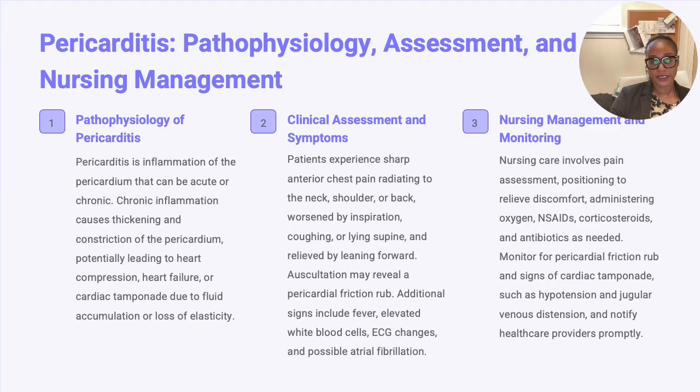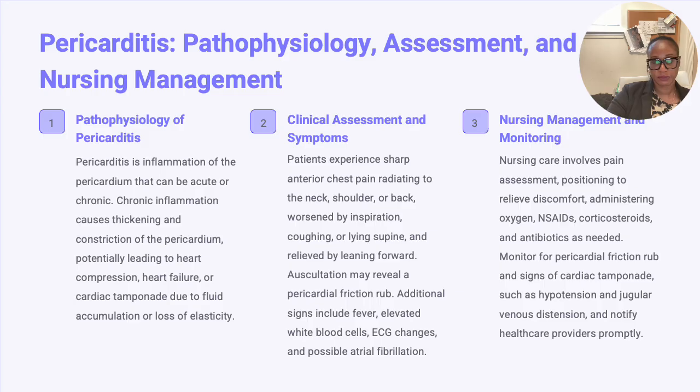So on assessment, you're going to see pain in the anterior chest that radiates to the left side of the neck, shoulder, and back. Pain is aggravated by breathing, particularly during inspiration, coughing, and swallowing, as I mentioned before. Pain is worse when the person is in a supine position and may be relieved by leaning forward.